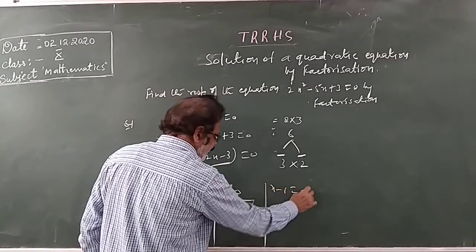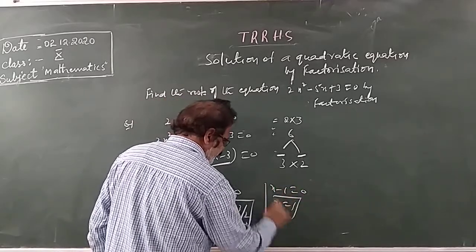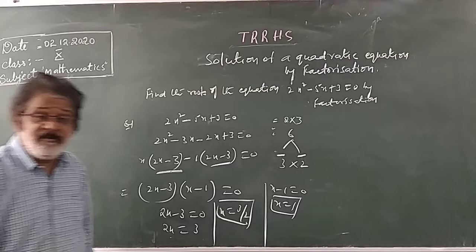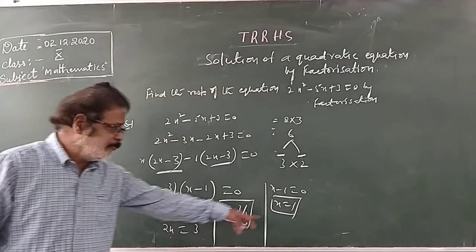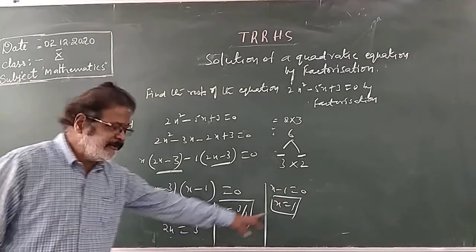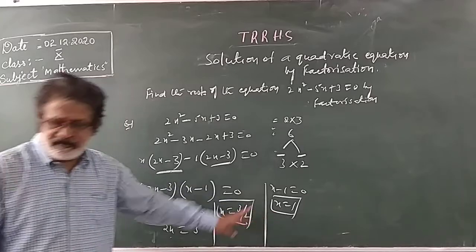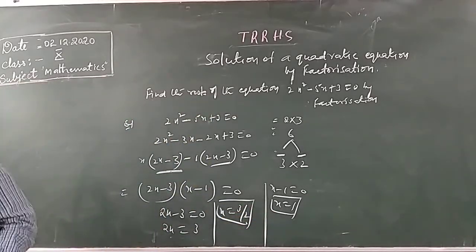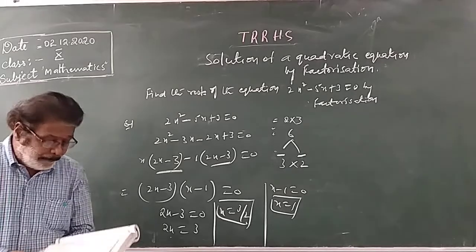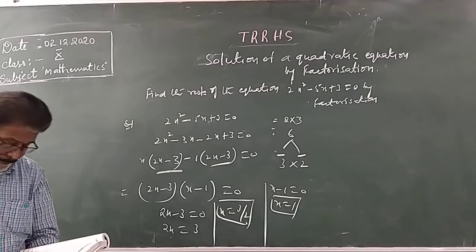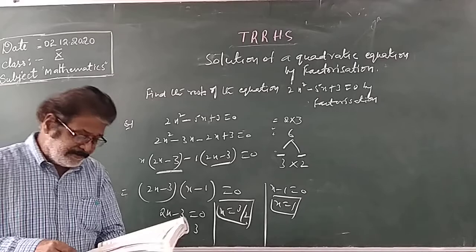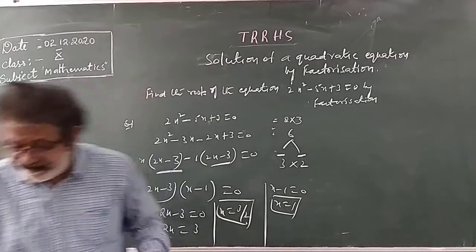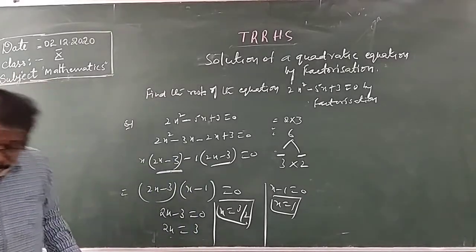x minus 1 equal to 0, so x is equal to 1. Every quadratic equation has two roots: 3 by 2 and 1. This is alpha, this is beta. We have two solutions, two roots. This is the way of factorizing. Like this you can solve by the factorization method. I hope you clearly understand, children. Yes. How to verify?